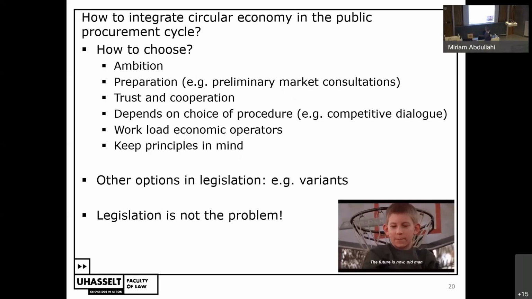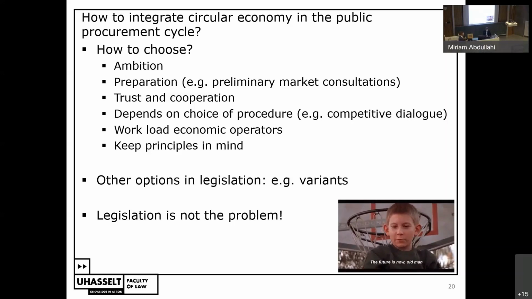Now, to round it all up, smartphones ready? It will be on the next slide. How to choose when you want to integrate circular economy into the public procurement cycle, how should you choose? It all depends on the ambition of the contracting authority.